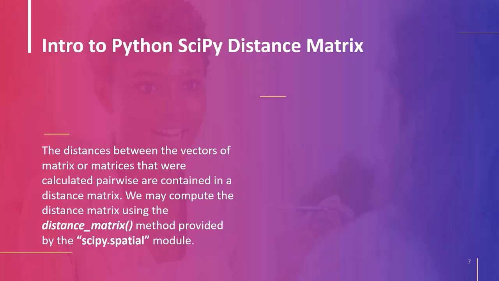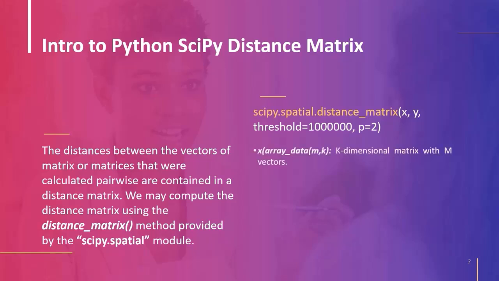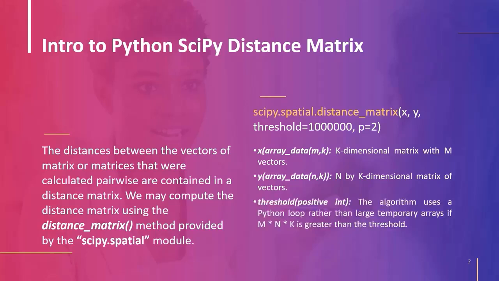The syntax of the method is as follows, where parameters are x, which is a matrix of m vectors in k dimension, y, which is a matrix of n vectors in k dimension, and threshold. If m times n times k is greater than threshold, the algorithm uses a Python loop instead of large temporary arrays. p is used to define which Minkowski p norm should be used. Let's understand with an example.